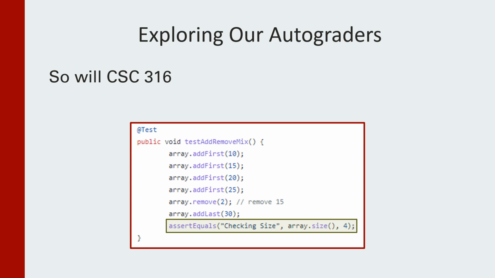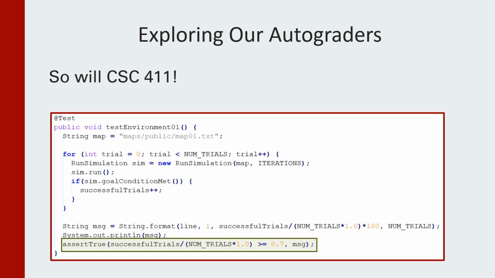You'll see it again in a 300 class and in a 400 level class. So as long as you're taking a computer science class that has programming in it, there is going to be a way that the code that you're writing and the projects that you're doing are going to be auto-graded.